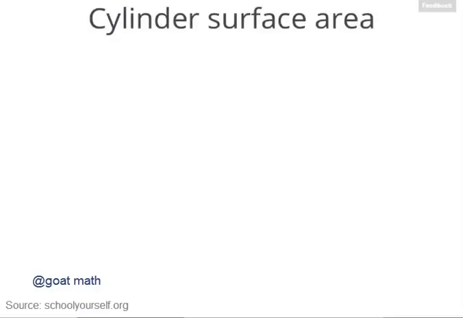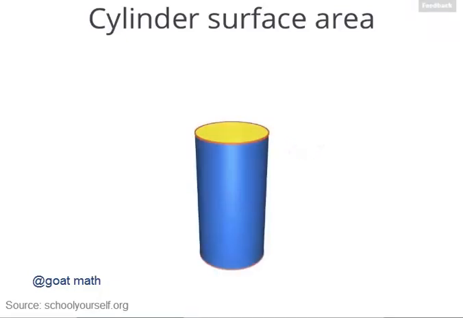Let's come up with a formula for finding the surface area of a cylinder, like this one here. Let's say the radius of this cylinder's circular base is r, and the height of this cylinder is h. Now to find the surface area of this cylinder, there are three surfaces we'll have to consider.